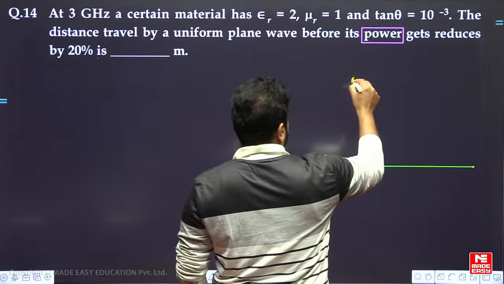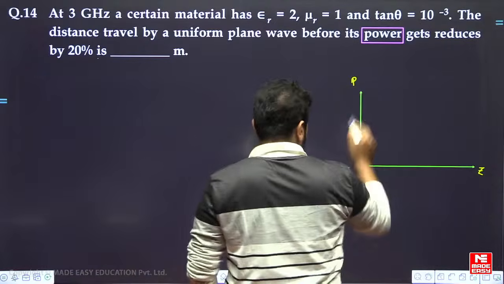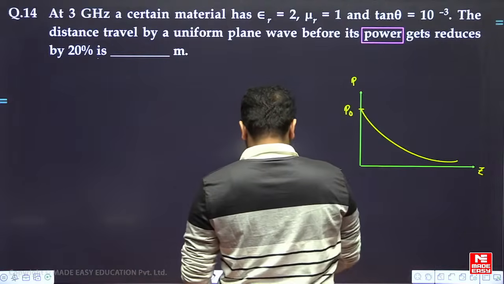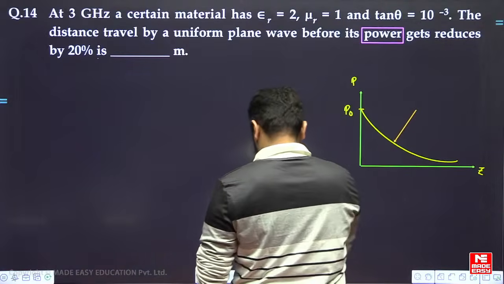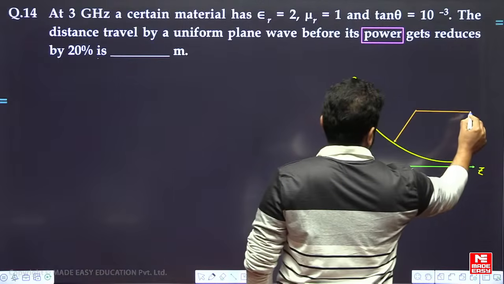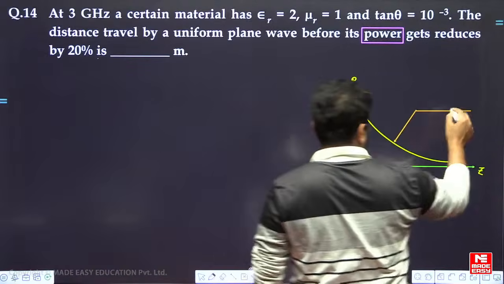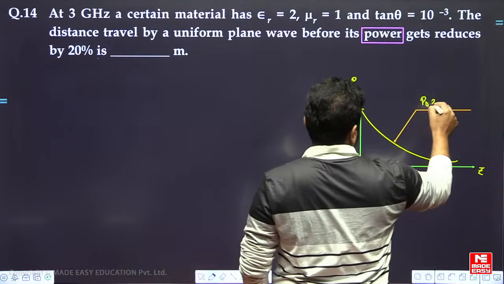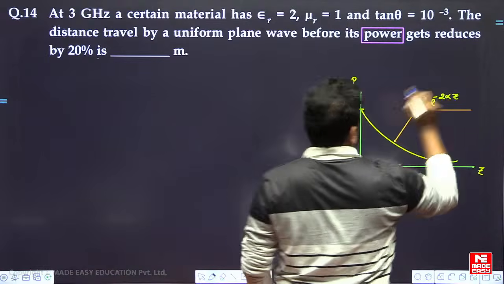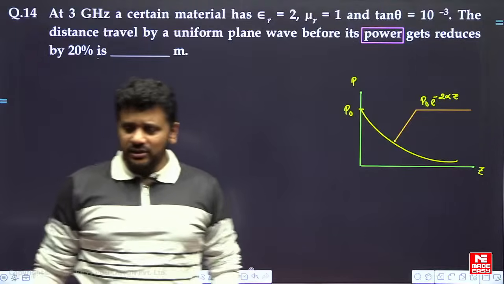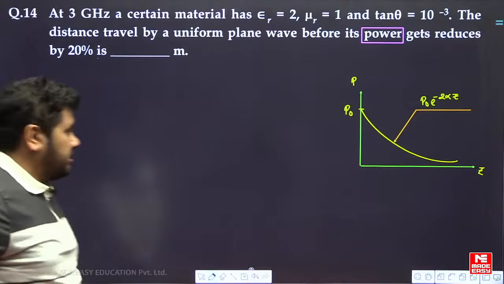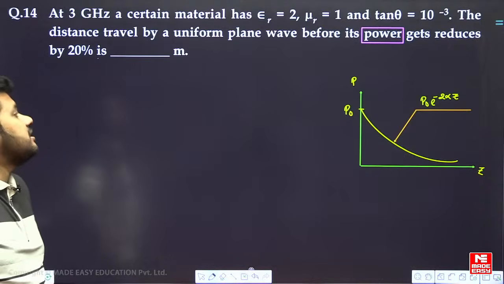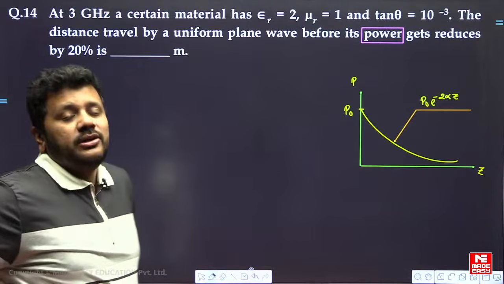So if I consider this is the power P and this is Z, and this is P naught, attenuation will be something like this, right? This is how there will be attenuation. Now the thing that you have to keep in mind is that this is P naught e to the power minus 2 alpha z. Power attenuates at 2 times the rate. If it was electric field or magnetic field, it would have been only e to the power minus alpha z. Since the word here is power, it will be attenuating at double the rate.